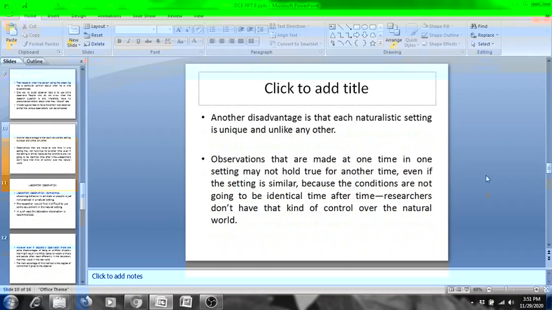Another disadvantage is that each naturalistic setting is unique and unlike any other. Observations that are made at one time in one setting may not hold true for another time, even if the setting is similar, because the conditions are not going to be identical time after time. Researchers don't have that kind of control over the natural world.